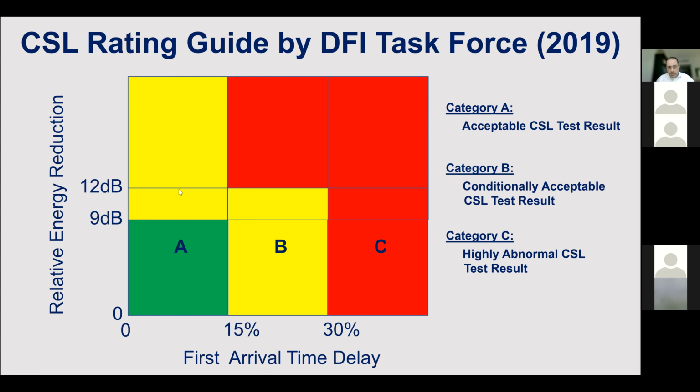Everything's okay. If you fall within the yellow zone, you can either conditionally accept it with maybe further assessment. And if you fall in the red zone, then it's a highly abnormal test result, and definitely you need to do something about it, either coring or something else.